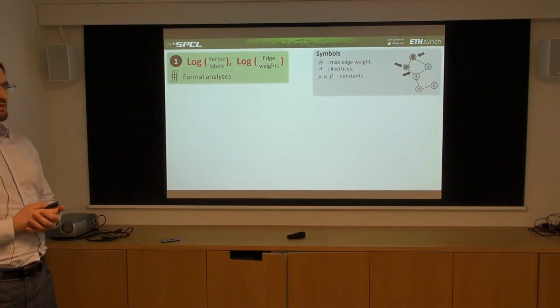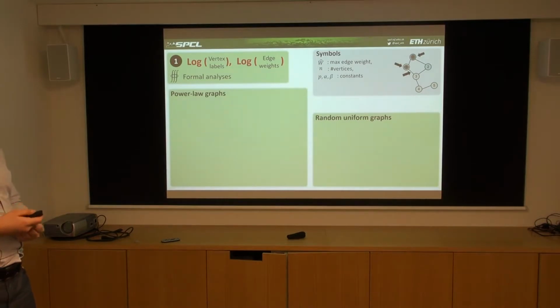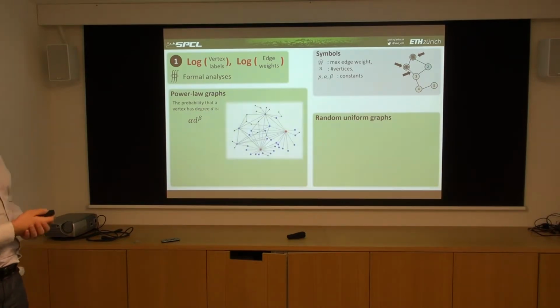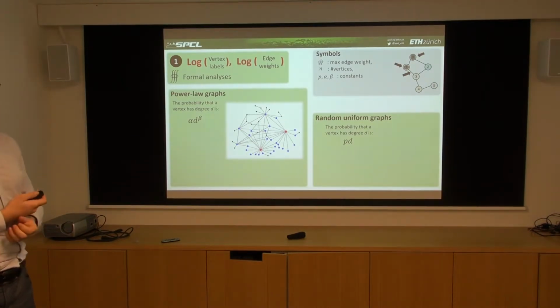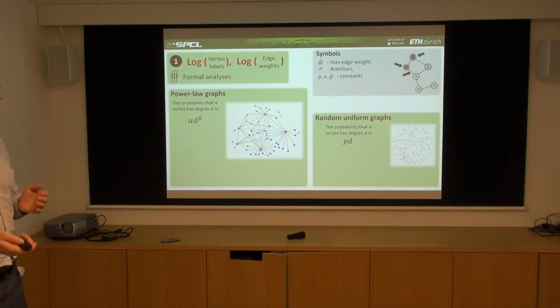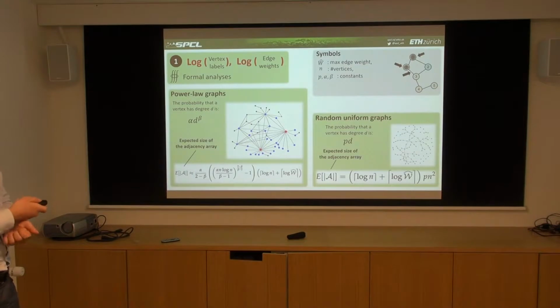We also conduct some formal analysis. So we assume two well-known graph models, power law graphs and random uniform graphs. In power law, the probability that the vertex degree is d is alpha times d to the beta, which corresponds to many graphs that are used in practice. In the random uniform graphs, we have, of course, a random uniform vertex degree distribution. So every vertex has the probability that the vertex has degree d is some P times d. And what we do is compute the expected size of the adjacency array for these two models of graphs that we consider, using the Log(Graph) formulations.